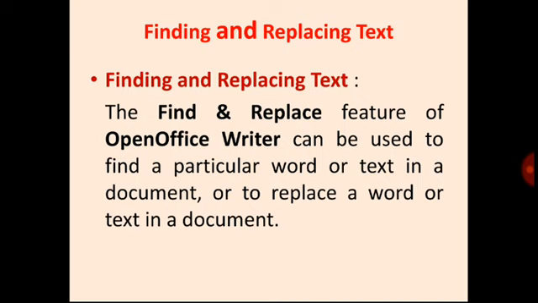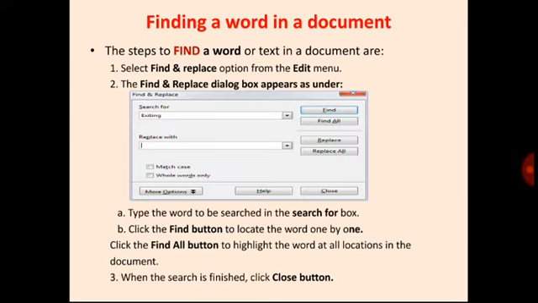The next operation is finding and replacing text. The find and replace feature of OpenOffice Writer can be used to find a particular word or text in a document, or to replace a word or text in a document. The steps to find a word or text in a document are: we go to the find and replace option from the edit menu. This option is available under the edit menu. The find and replace dialog box appears as follows.